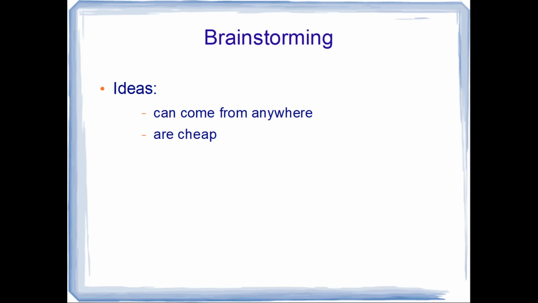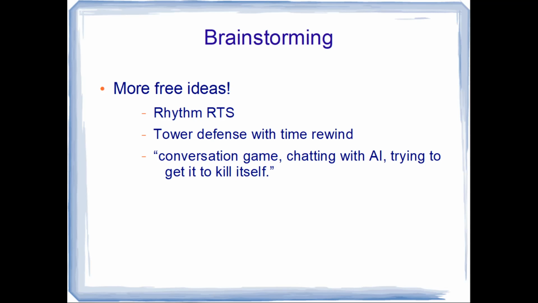In that spirit, here's a couple more free ideas from my archive. A rhythm RTS, where it's like a simplified RTS game and you have to make decisions based on the beat, sort of like what Crypt of the Necrodancer did for roguelikes. A tower defense game that has time rewind mechanics, sort of like Braid, so you can go back and try to build the perfect system looking forward. And then this is just quoted from my idea archive, a conversation game where you're chatting with an artificial intelligence, trying to convince it to kill itself. That has been sitting in my Google Doc for like 5 years.